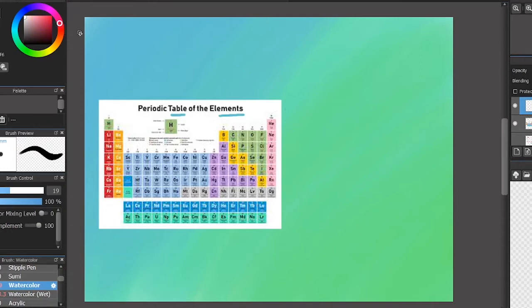Now let's talk about what a periodic table is. The periodic table is just a table listing all the elements that we've discovered, and it's arranged by atomic number, and it lets us see what chemical properties certain elements have in common.